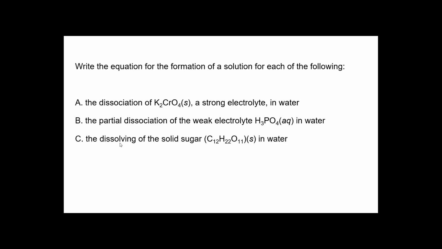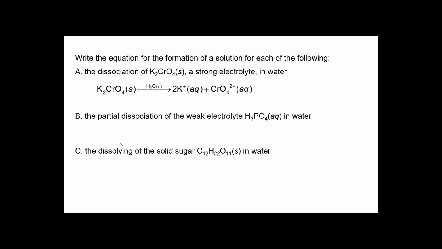Okay, write the equation for the formation of a solution for each of the following. The dissociation of potassium chromate, a strong electrolyte in water. I think that's chromate. I sometimes mess that up with dichromate. No, it's not dichromate. Forget what I said.